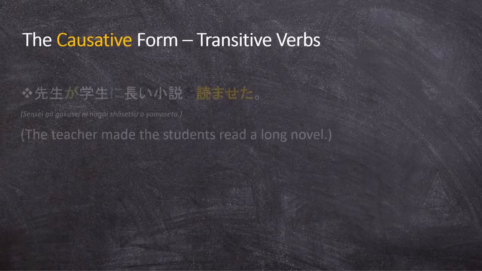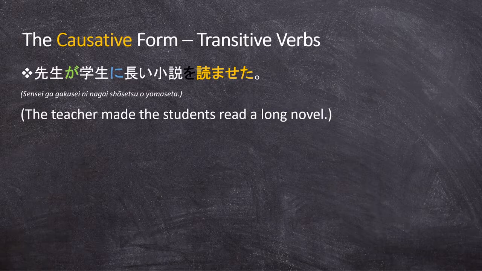Now, let's see this sentence pattern in action in our examples. 先生が学生に長い小説を読ませた. The teacher made the students read a long novel. And if you have remembered everything that we have talked about regarding the particles in our previous section, you can already pretty much guess the role of everyone here. You can already understand that here the agent is the teacher. After that, the students here are the ones who are made to do something, and the object here is the novel. And of course, the verb in its causative form here is yomu, meaning to read.